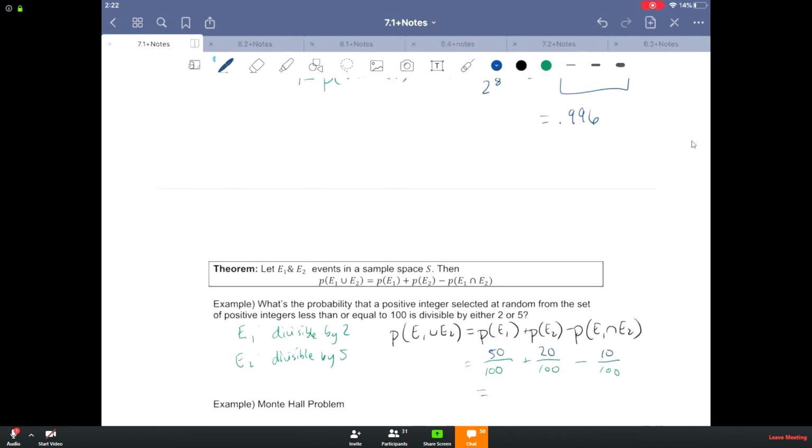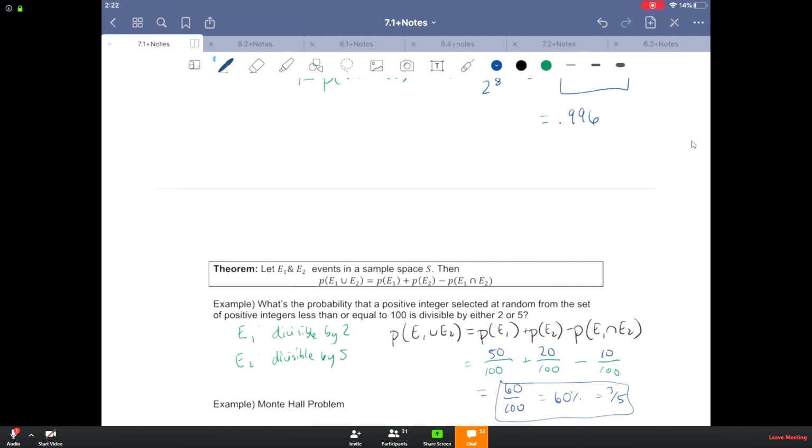All right, so this is 50 plus 20 minus 10. That's 60 out of 100, so 60%. Or 3/5 or 0.6, however. I don't even care if you simplify it. You shouldn't get anything greater than 1. If you don't subtract the overlap, you could get more than 1, which then is your problem, because you're double counting numbers.